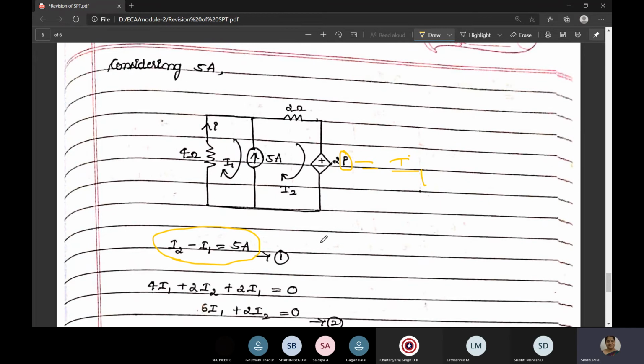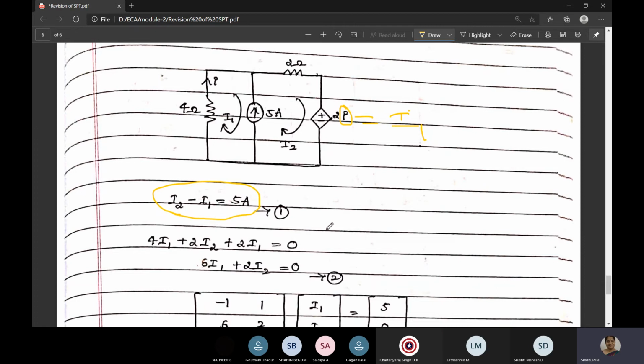Next, how many unknowns are there? Two unknowns are there, and we got one equation. Next, we have to write the super mesh equation. Start from here: it is 4I1. Next, we come here: it is 2I2. Next is 2I, and I is nothing but I1, so you just write 2I1 here.